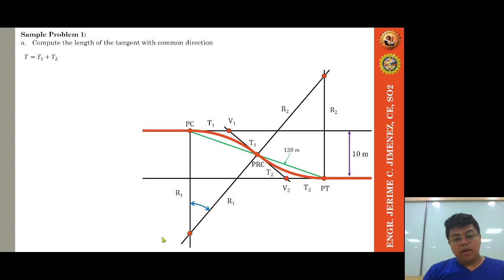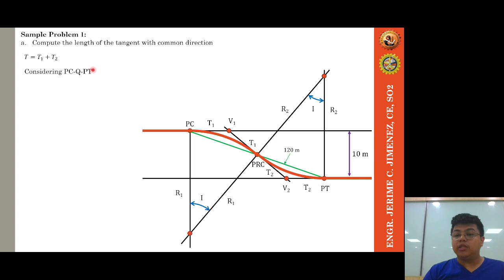So, itong angle na to ay tawagin na lang natin siya as I. Okay? So, this is because equal naman kanina central angle. So, I just named it as I. Okay? Hindi na I sub 1, I sub 2. I na lang. So, let's consider PC, Q, PT.